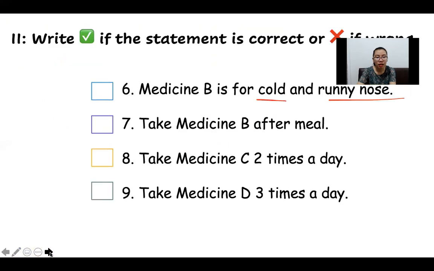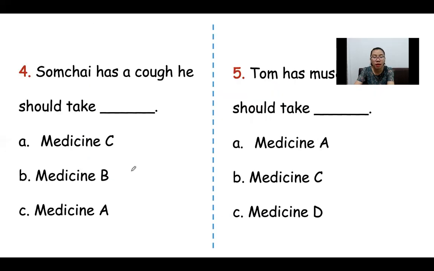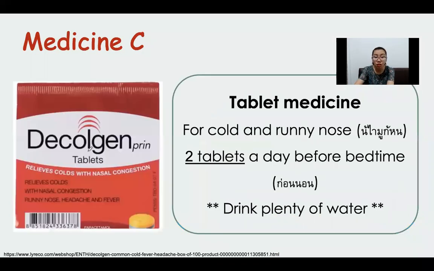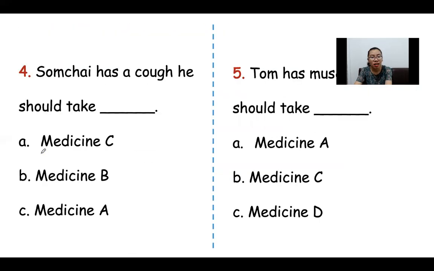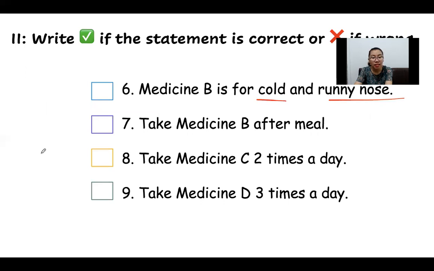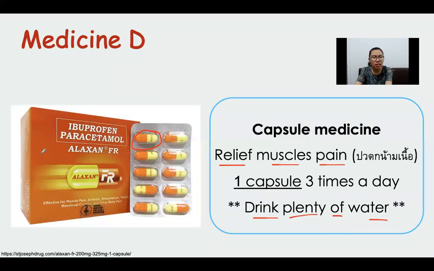Next. Number 8, take medicine C 2 times a day. Medicine C, 2 times a day. And number 9, take medicine D 3 times a day. Check or X.